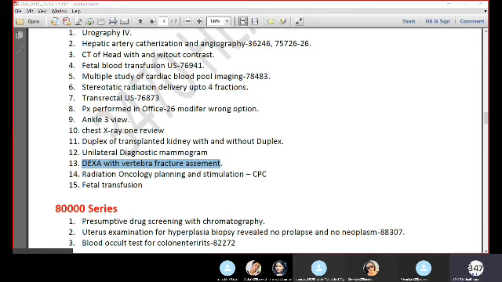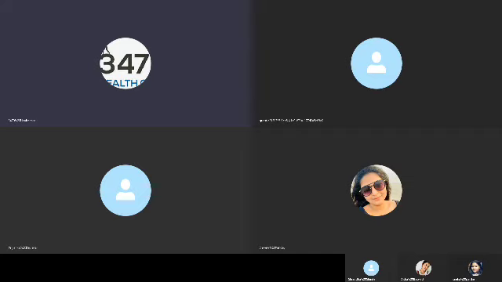I gave two questions. For bone density study, it will go 77080, and for vertebral one, it will go 77086. Check once again. DEXA with vertebral fracture assessment would be 77086, and DEXA bone density study with vertebral fracture would be 77085. Yes, this is the correct answer. I thought it was only bone density.